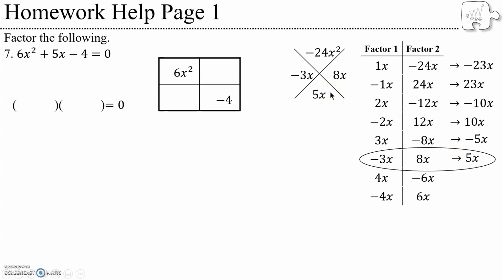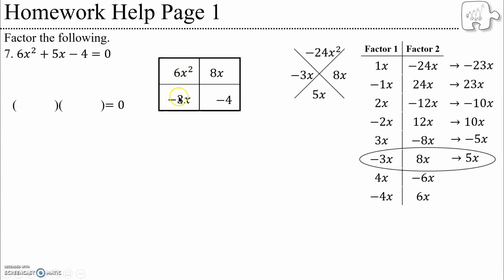And while we're at it, let's go ahead and fill it into our generic rectangle. Minus 3x and 8x. And then from there, we could fill it into our diamond. And now we fill it into our generic rectangle. Minus 3x and 8x. Okay, so now both of these are going to have an x. Then we got to think about what numbers fit into negative 3 and 6.